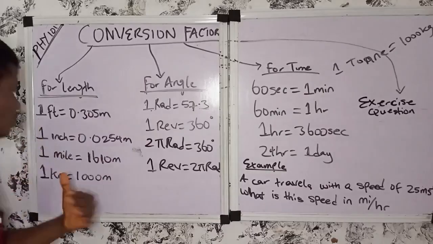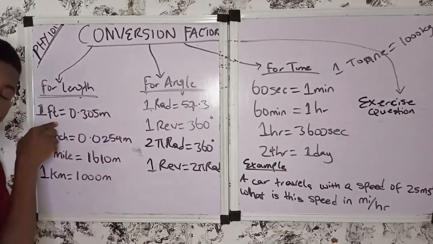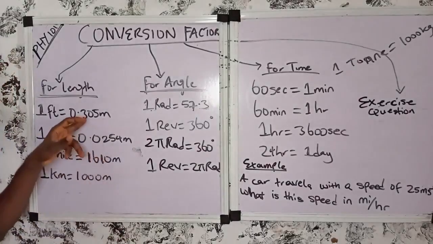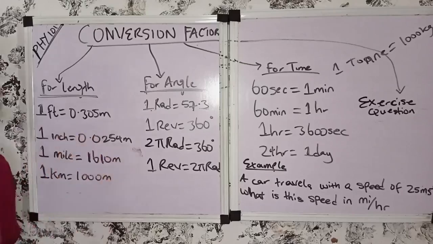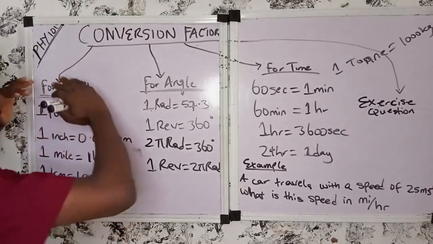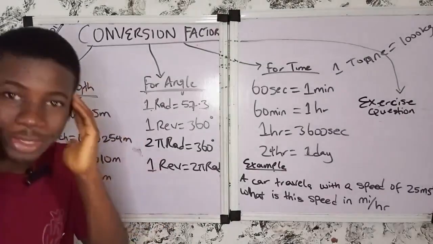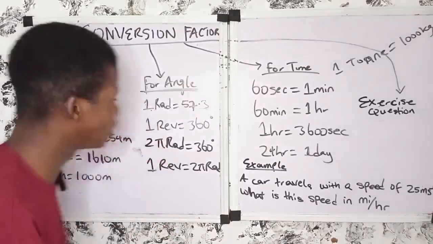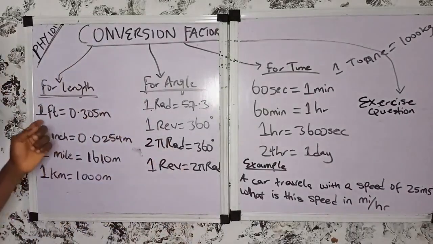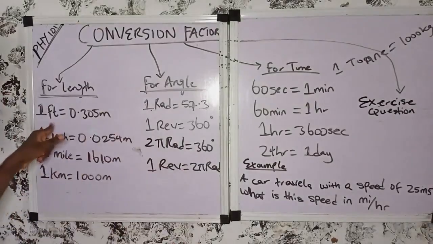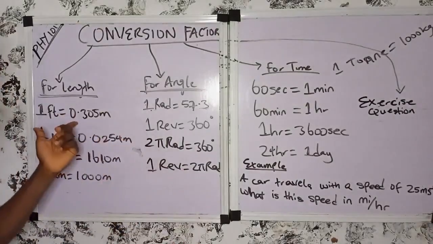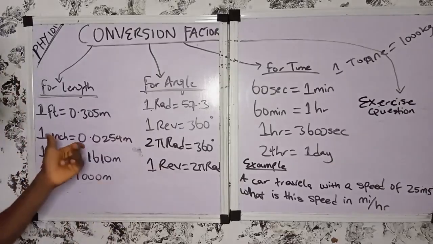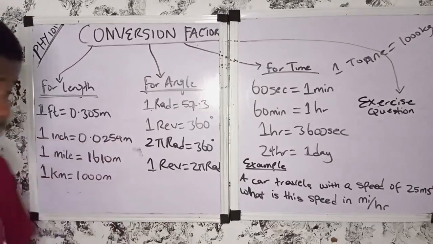Now look at the board very well. 1 foot, we usually call feet. 1 foot is equal to how many? Please take note of all these things I put on the board here. You can just cram it because it will help you. You need everything. Now, 1 foot, the one we call feet, is equal to, please cram it, 0.305 meter. 1 inch is equal to 0.0254 meter.